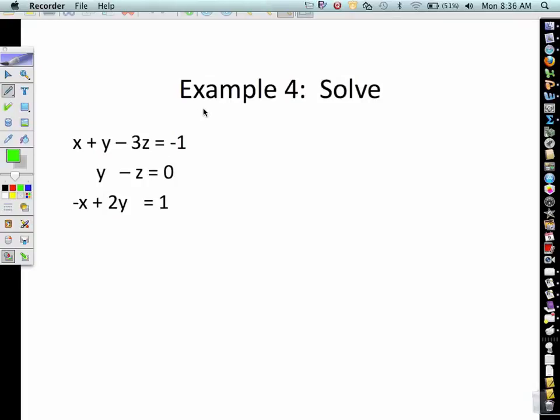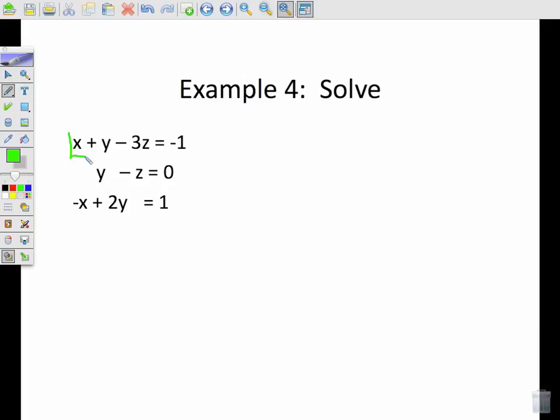Continuation of section 7.3, and we're solving systems of equations with three variables, and we're using row echelon form, which is the stair step. All right, in this problem here you can see that we are missing a variable x in the second equation, but that's okay. Our goal is to develop this stair step here so that we can back substitute.